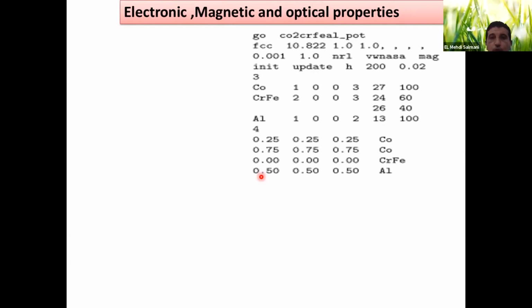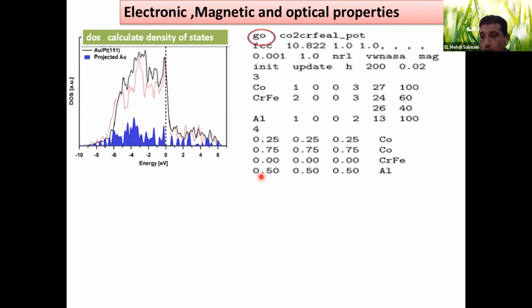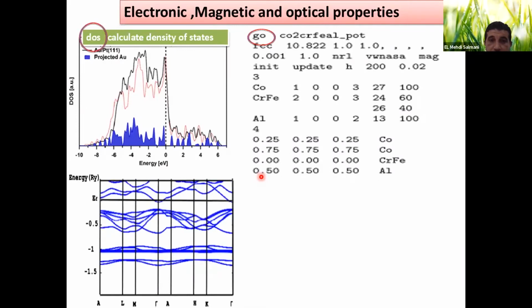For example, to get the electronic and magnetic properties, we have to replace GAU by DOS. What does DOS mean? DOS describes the proportion of states that are to be occupied by the system at each energy. Also, in the case of electronic and magnetic properties, we can replace GAU by SPC and get the Bloch spectral function.